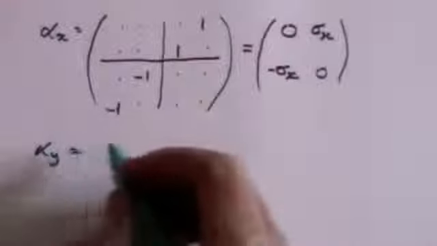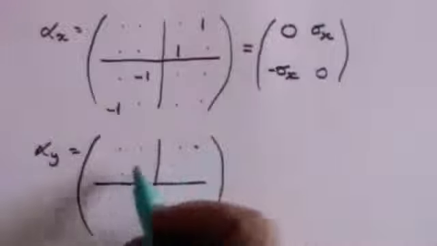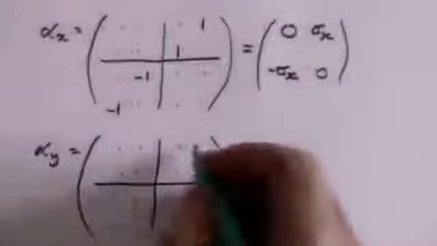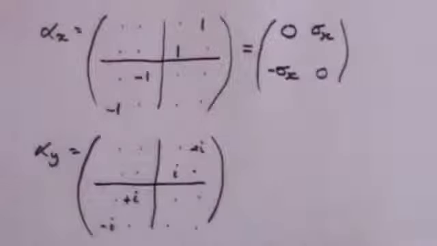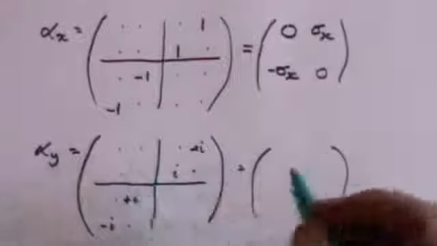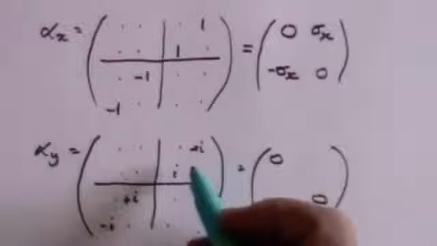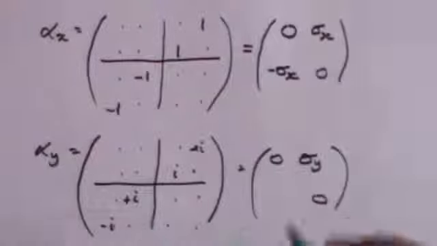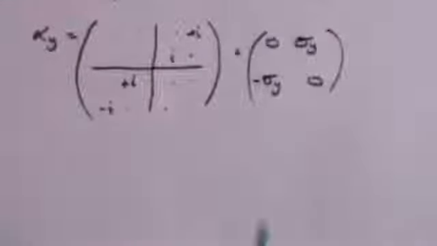What about alpha y? Well, that too turns out to be a 4 by 4 matrix, and that will have a minus i here and a plus i here, and a plus i here and a minus i here. If you think about it, that is going to be top left hand corner all zeros, top right hand corner all zeros. This is simply the Pauli matrix sigma y, and this is minus sigma y. See the pattern?